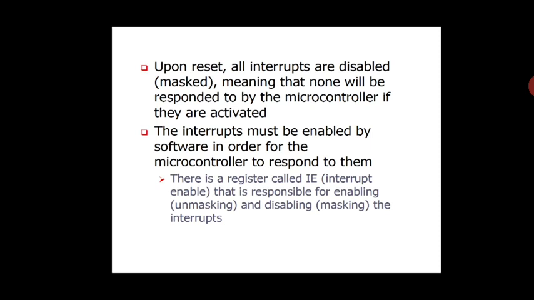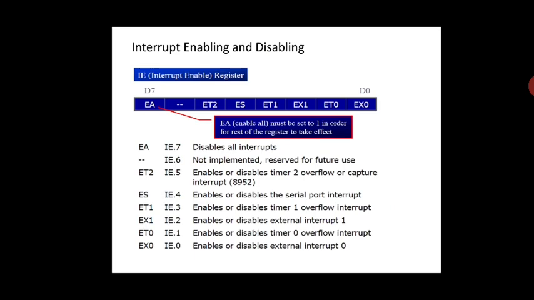We call it the IE register. That is the job of this one. Enabling means unmasking. Disabling means masking, which will disable, mask, hide any type of interrupt. Unmask means unhide. Okay, look at this.